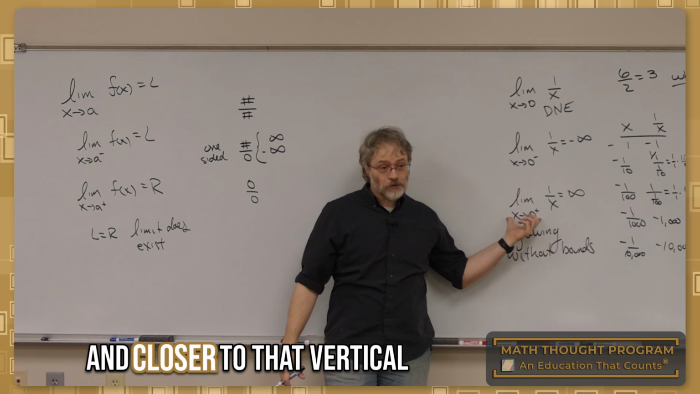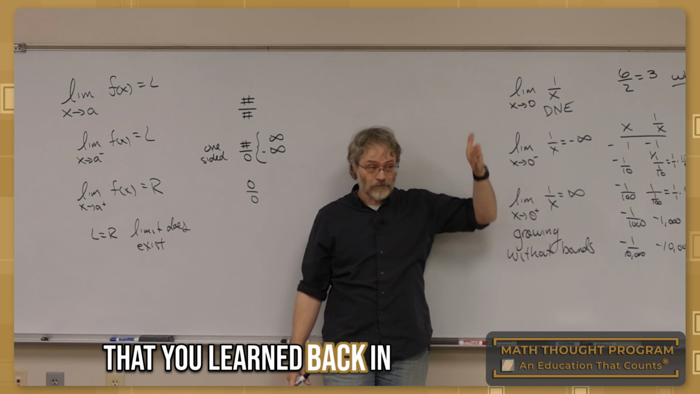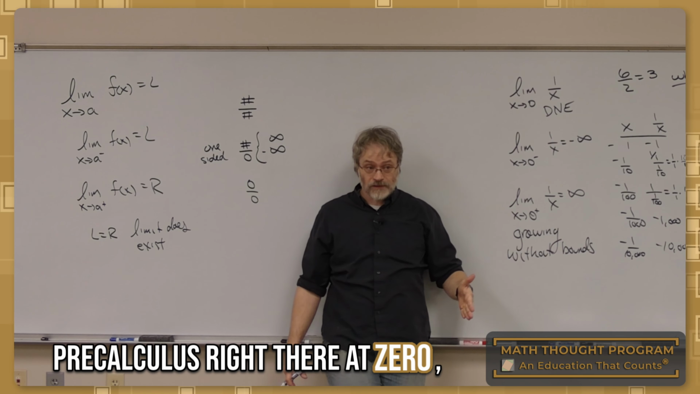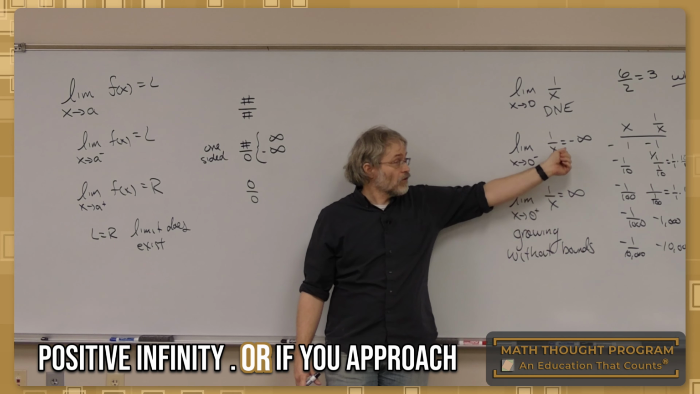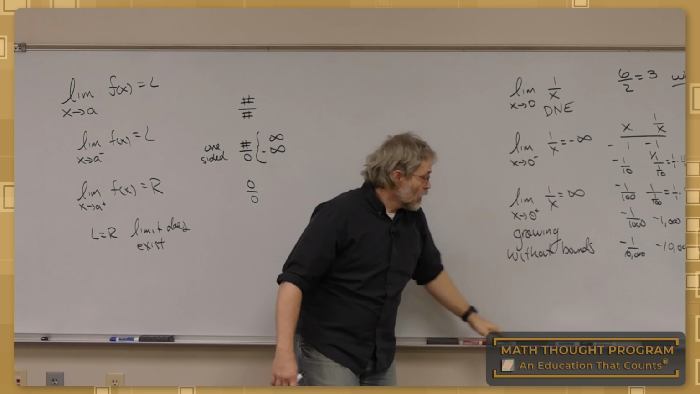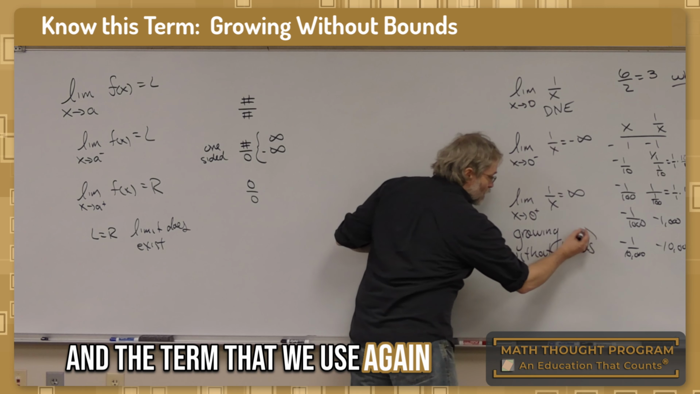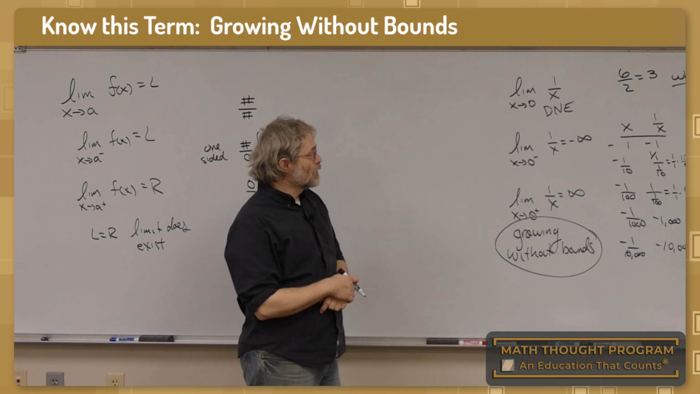And as you get closer and closer to that vertical asymptote that you learned about back in pre-calculus, right there at 0, this thing's taking off towards positive infinity. Or if you approach from the left, it's going towards negative infinity. And the term that we use again, you say is growing without bounds.